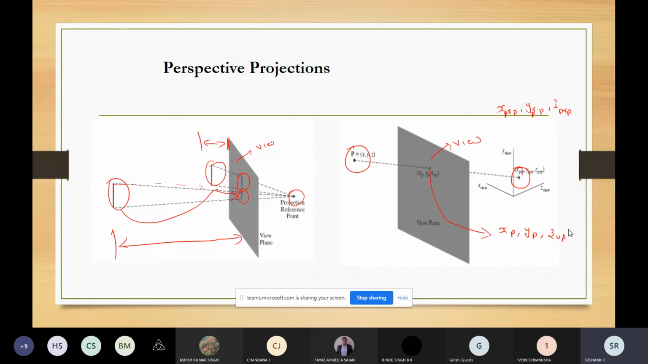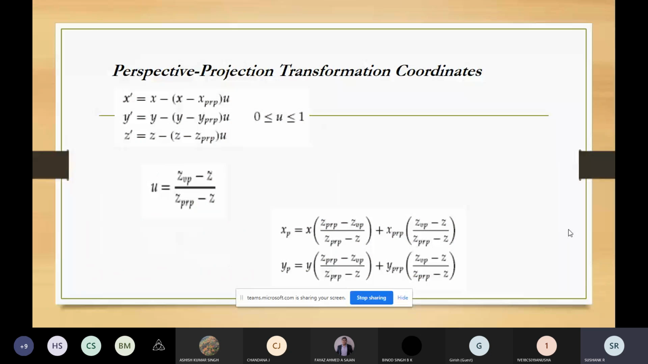The position zvp means it's the position for the view plane on the z view axis. So from this you can write the equation which will describe the coordinate positions x dash, y dash, and z dash in the parametric form, as x dash is equal to x minus x prp into u, y minus y prp into u, where the value of u will be in the range of 0 to 1.